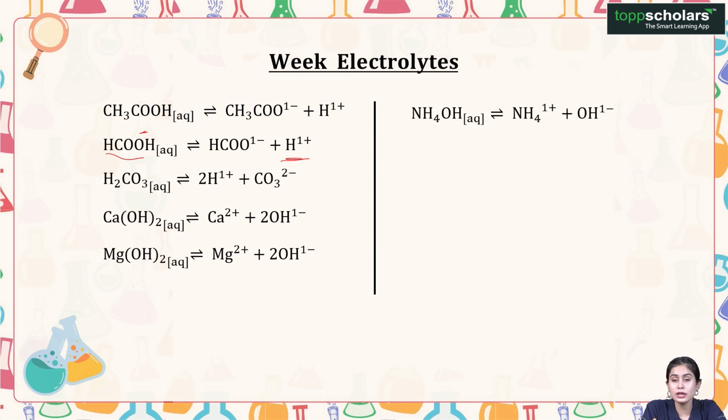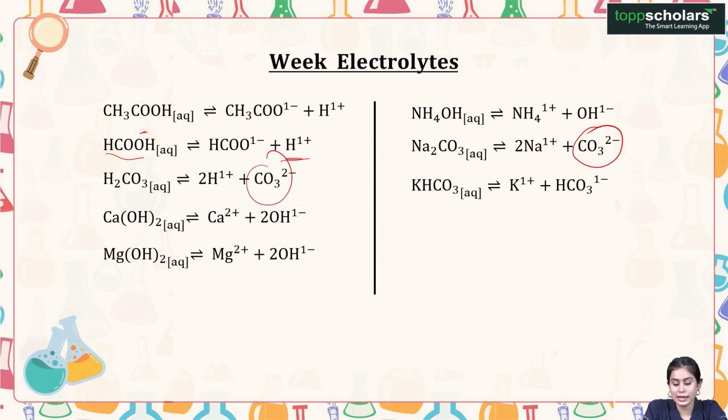Let's see another one. Ammonium hydroxide, that is a weak electrolyte, dissociates to form NH4 1+ plus OH1-. Na2CO3 forms 2Na1+ plus CO3 2-, okay, like this. Next, KHCO3 will dissociate to form K1+ plus HCO3-, see this is different. Have we seen HCO3 anywhere? No, right? So this is the first time, HCO3 1-, see the charge on it, 1 minus, clear?